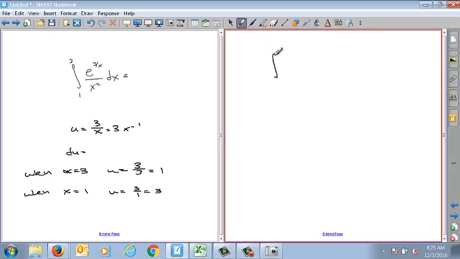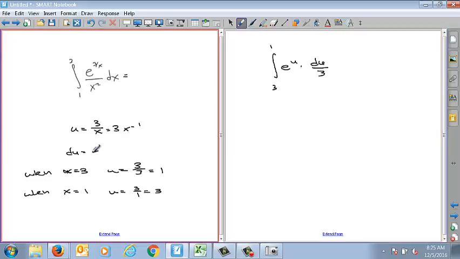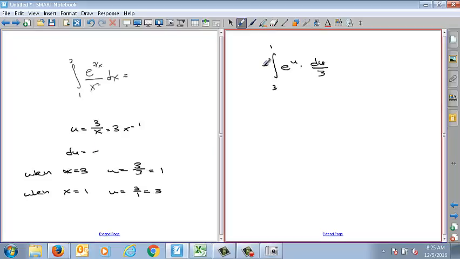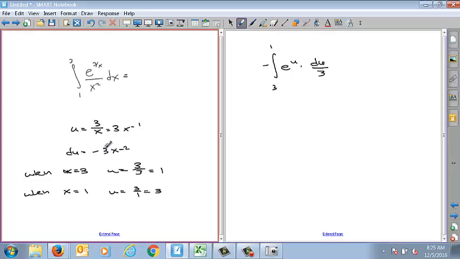Okay, so we have e to the u du divided by 3, between 3 and 1. So this becomes e to the u dx over x squared, this is going to be negative, oh, this is a negative sign. So you get negative 3 times x to the minus 2 power dx, which is negative 3 dx over x squared. So to solve for x, dx over x squared.